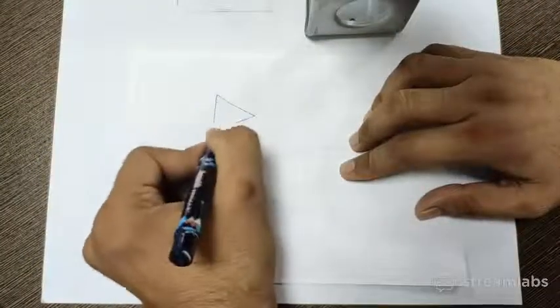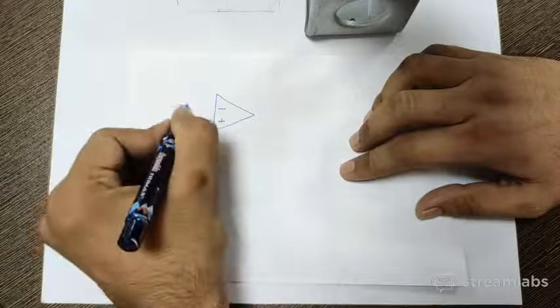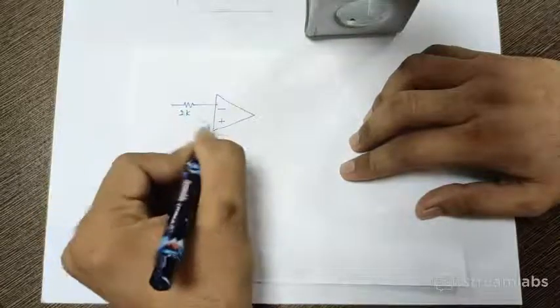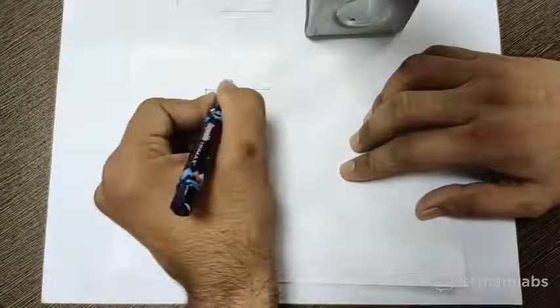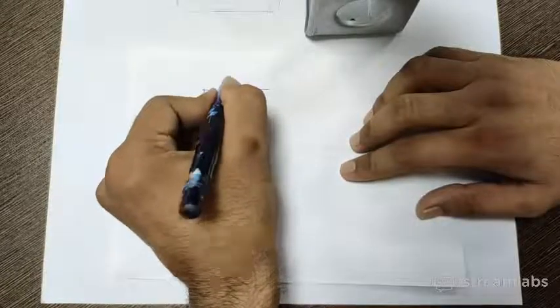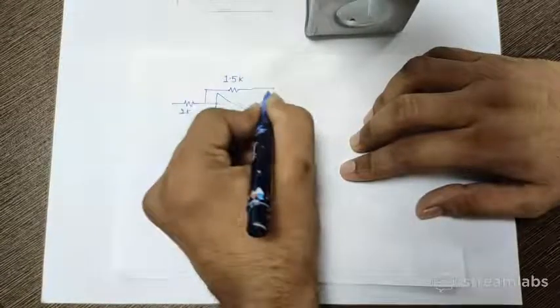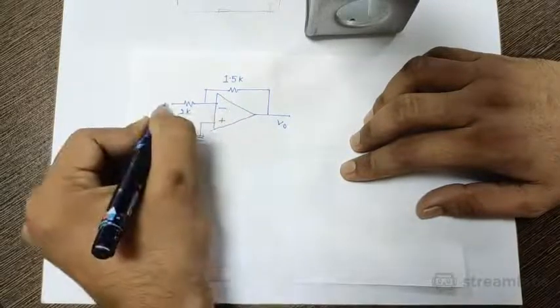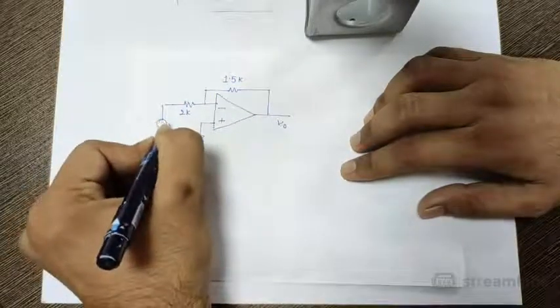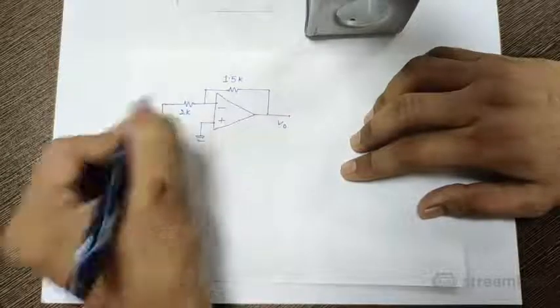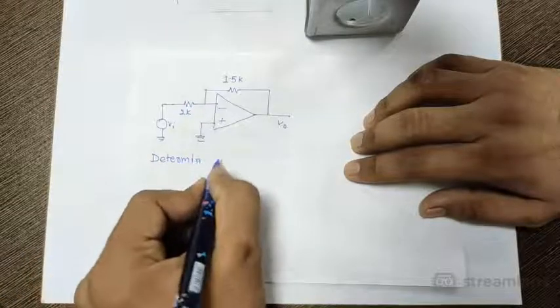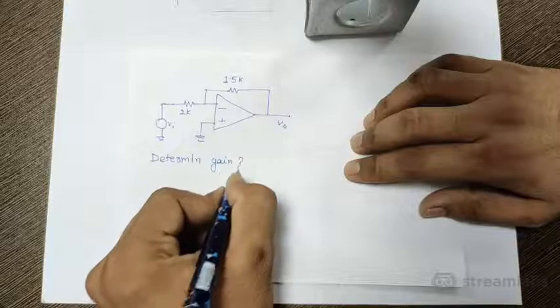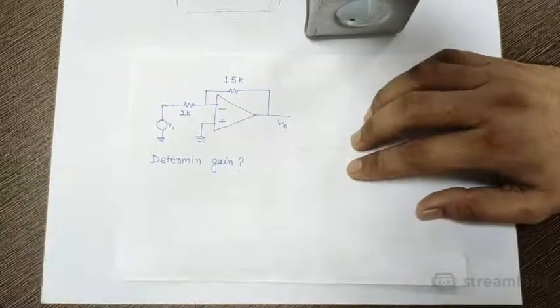Suppose I give this problem, a very simple problem, minus plus like this. Here is 2k, here is 1k, here is 1.5k, and this is the circuit. Input is Vi, like this. Determine the gain of the circuit. What will be the gain in this circuit?